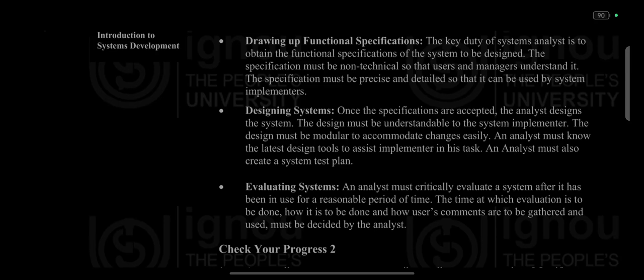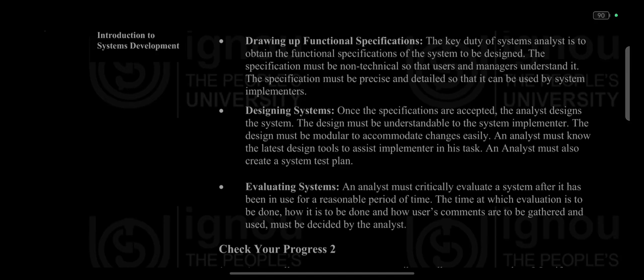Designing systems. Once the specifications are accepted, the analyst designs the systems. The design must be understandable to the system implementer. The design must be modular to accommodate changes easily. An analyst must know the latest design tools to assist the implementer in his task. An analyst must also create a system test plan.